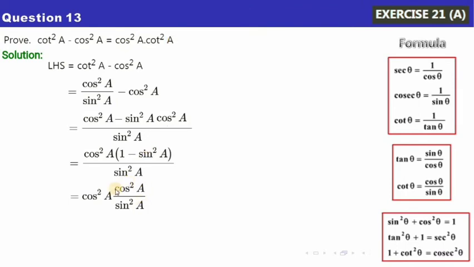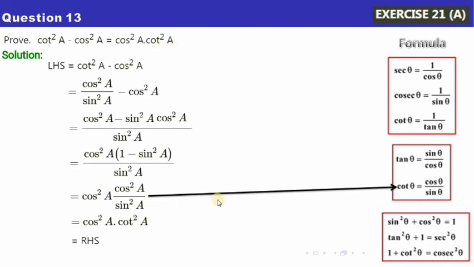Now cos square A by sine square A. You know that cos A by sine A will be cot A, isn't it? So using this formula, cos by sine is cot, but square is also there, so we'll put square, that is cot square A. That's what we wanted to show. So you may pause the video and note down the solution.